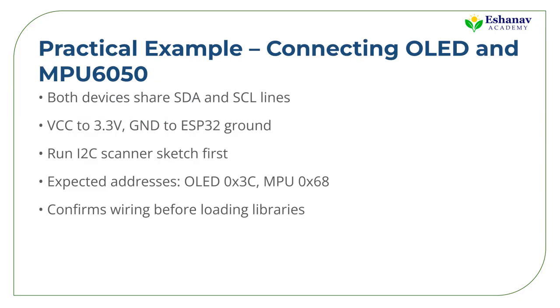Let's get hands-on. Imagine wiring both an SSD1306 OLED and an MPU accelerometer to the ESP32. With I2C, both share the same SDA and SCL pins, so wiring is neat. OLED SDA and MPU SDA both go to GPIO21, while both SCL pins go to GPIO22. Power each with 3.3V and GND, and you're done.